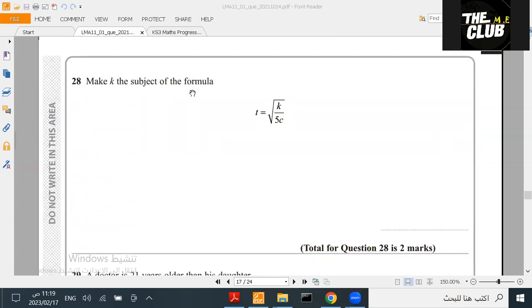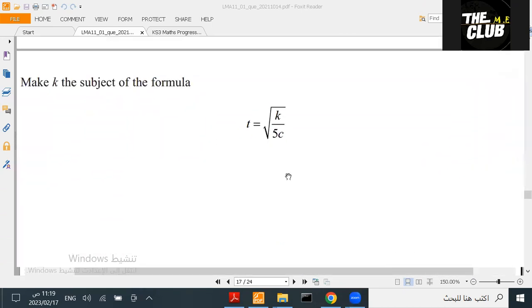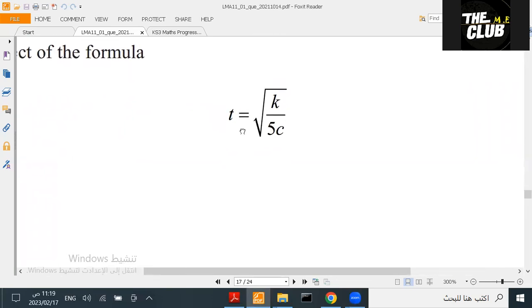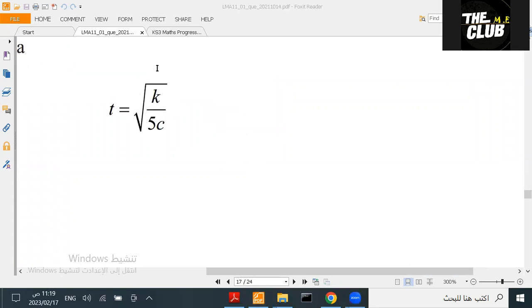20A, make K the subject. To make K the subject here, I have a square root, so we work one step at a time. First thing we do, we remove the square root. How do we remove the square root? By squaring both sides. Yes, square this and then square this. And then the square root cancels with the square. What do I get? I get t squared equals K divided by 5C. Focus on the steps. What do we want? We want K the subject, right?